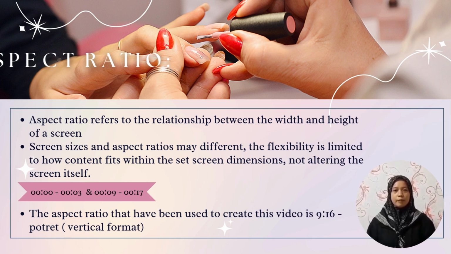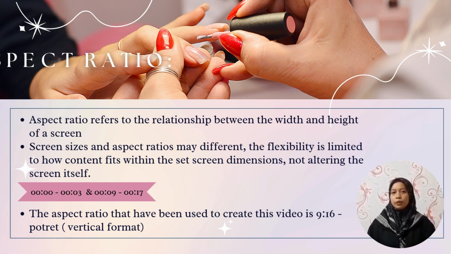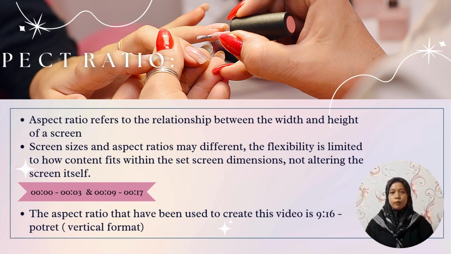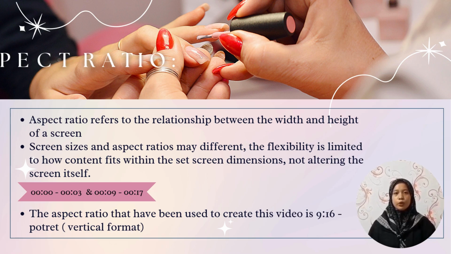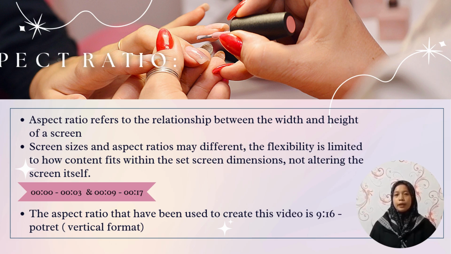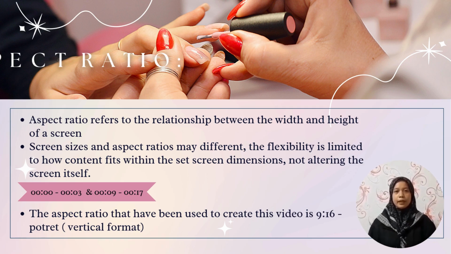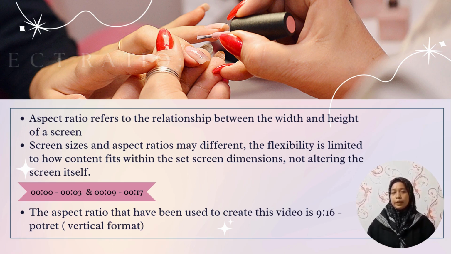So for our video at second 1 until 3 and 9 until 70 seconds, we use aspect ratio 9:16. This is portrait or vertical format. When a video fills the entire vertical screen with no black space on the side, it is almost certainly 9:16.